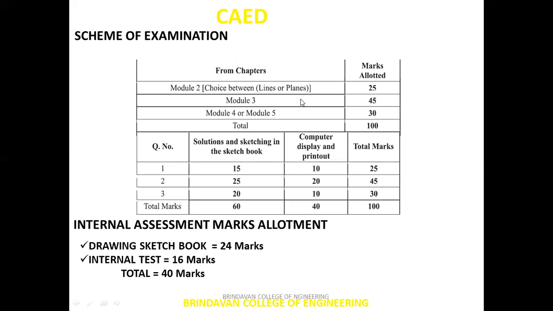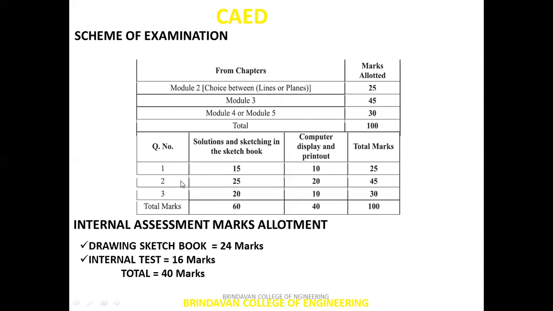In module 3 it is projection of solids. That is a compulsory question. The marks allotted are 45. Next, for modules 4 and 5 we have a choice, that is isometric projection and development of lateral surfaces. The marks allotted are 30. Total marks are 100.